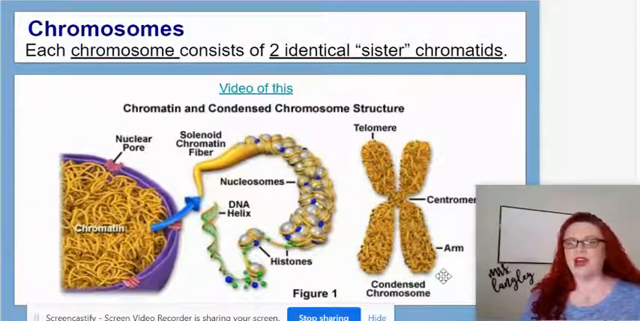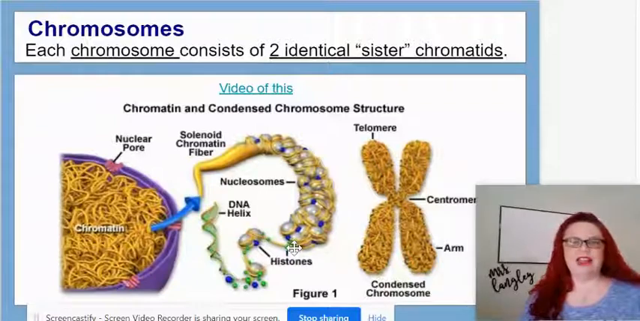Now, making copies of our chromosomes, it's important to know what a chromosome is. So we start with DNA. We wrap that around histone proteins, kind of like wrapping string around a spool. And then we keep twisting and twisting, and it gets thicker and thicker.